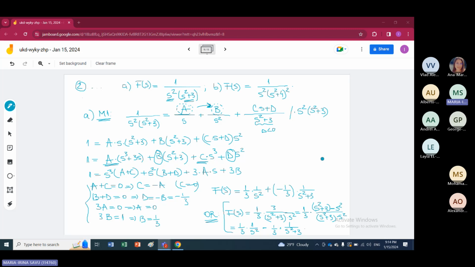What method could you use here? The second method implies computing the residue of three singular points, which are 0, 2i, and minus 2i, and all of them are poles of order 2. Indeed. So you have many computations to do here. Let's try to mix the first and the second method.